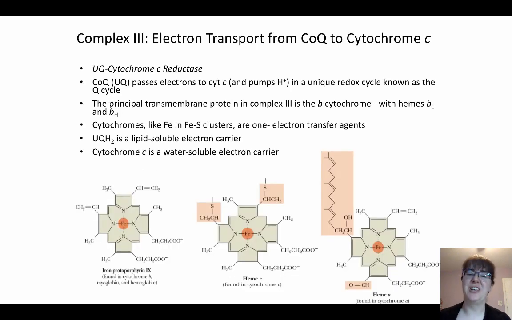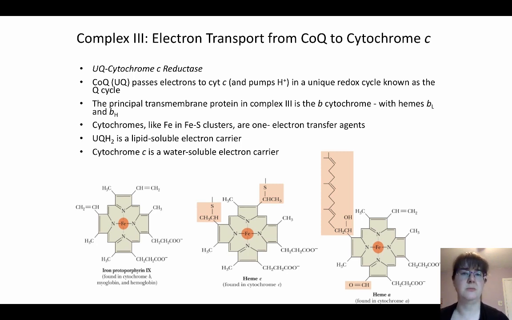Complex 3, electron transport from our coenzyme Q, again that's that ubiquinone pool, to cytochrome C. This is also known as the ubiquinone cytochrome C reductase. So if you guys have noticed, there are a lot of alternate names for these enzymes, and that's mostly to keep in mind what they do. So in this case, they're talking about the fact that it's going to take electrons from ubiquinone, well, in this case, ubiquinol, to cytochrome C.